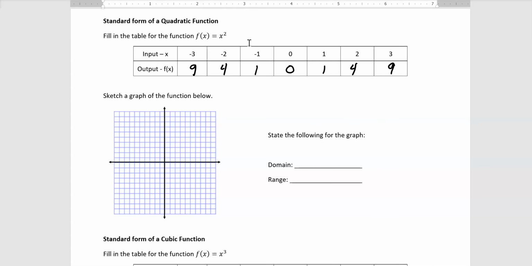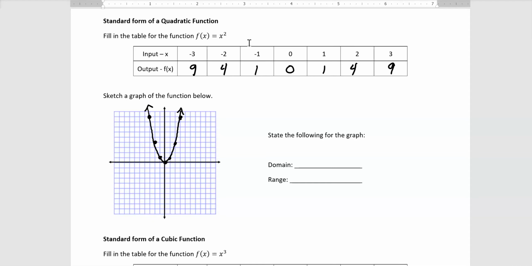So let's plot these points. Negative 3, 9 lives right here. Negative 2, 4 lives right here. Negative 1, 1, 0, 0, 1, 1, 2, 4, and 3, 9. There we go. Connect our dots to give us that nice parabola shape.